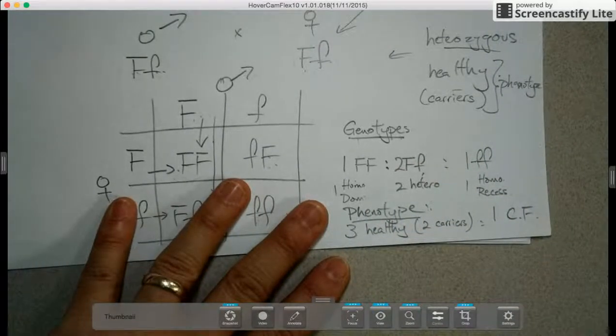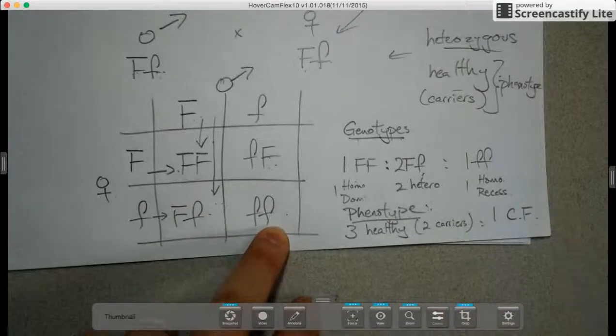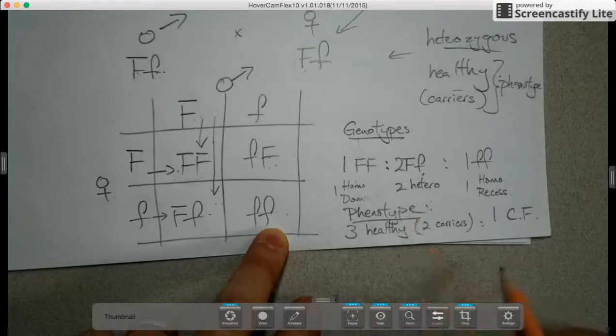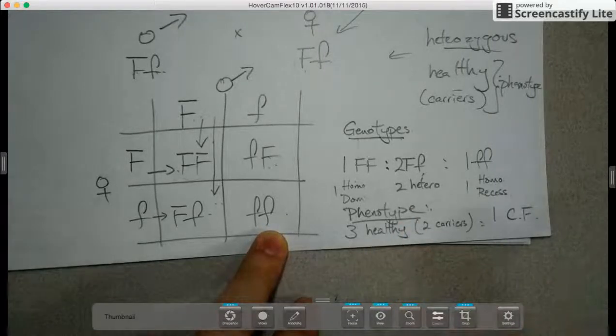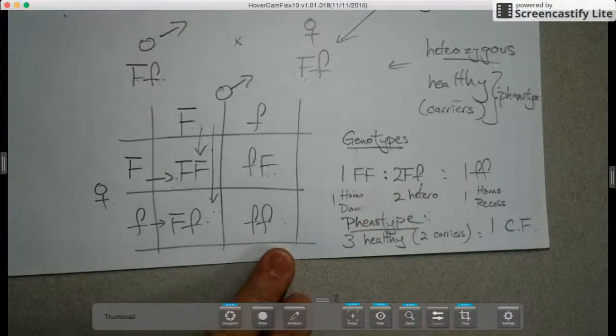Questions? Now keep in mind, all these things are chances. When we're talking about genetics, we're always talking about chances. What's the chance of this? What's the chance of that? In this case, you will also be expected to figure out the probability: how many cases per 4, and then you round it to a percentage. Questions? Any questions? That's a basic cross.